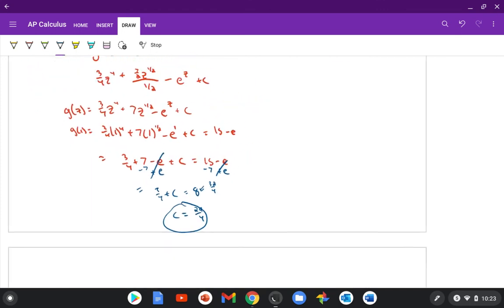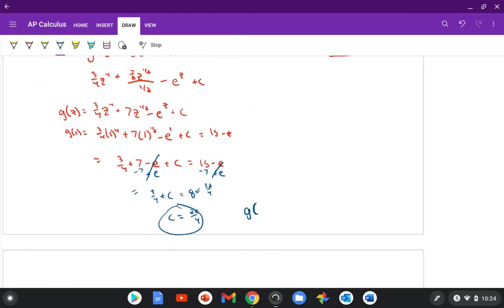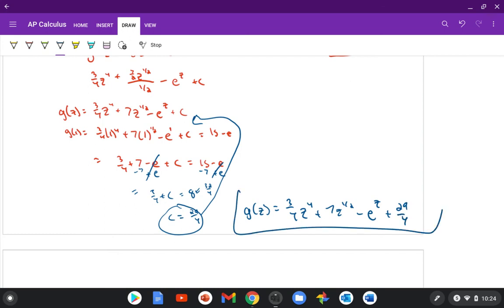And then our final answer, g of z equals, we're going to plug this in there, 3/4 z to the fourth plus 7z to the 1/2 minus e to the z plus 29/4. And there we go.